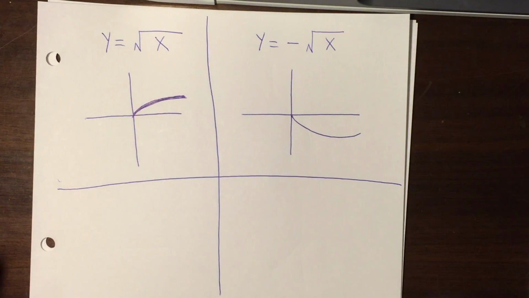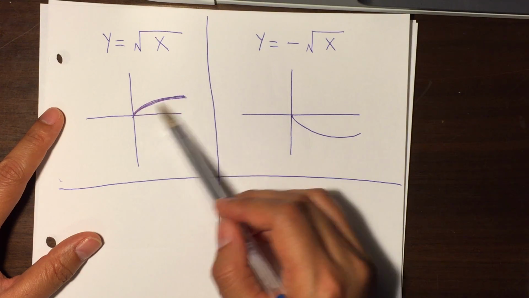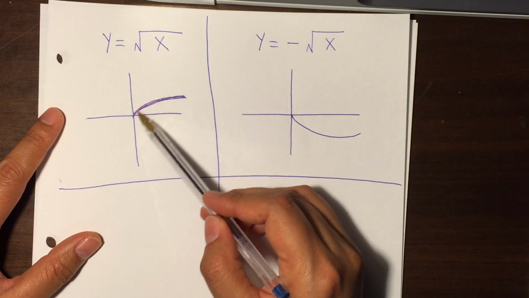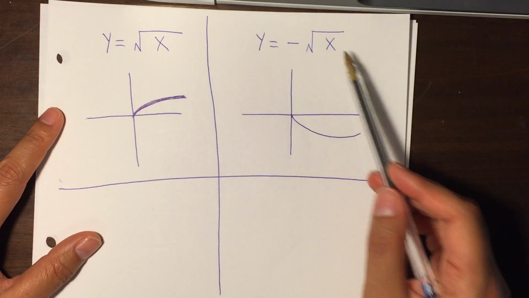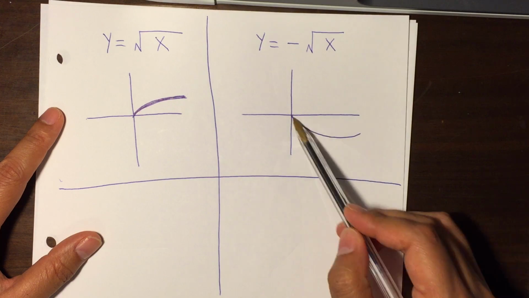Okay, and the final one, mi ala, the wing, ¿verdad? Una alita que va a volar. If it's positive, va para arriba. If it's negative square root of x, esa ala está hacia abajo. Okay?